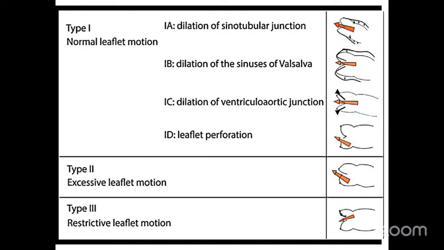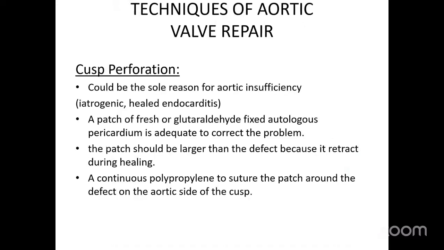Dilatation of sinotubular junction, as you can see here. On the right side, dilatation of sinus of Valsalva, the ventricular aortic junction, and perforation of the leaflet. This is when the cusp perforation could be the sole reason of aortic insufficiency, either iatrogenic or healed endocarditis. Iatrogenic could be, for example, due to cathing, passing the wire across the aortic valve, which might injure the leaflet. A patch of fresh or glutaraldehyde fixed autologous pericardium is adequate to correct this problem.